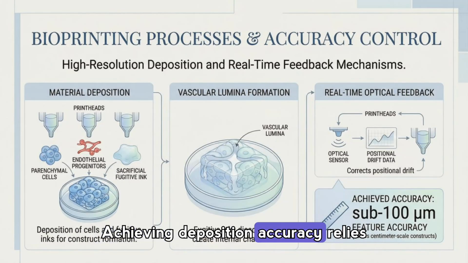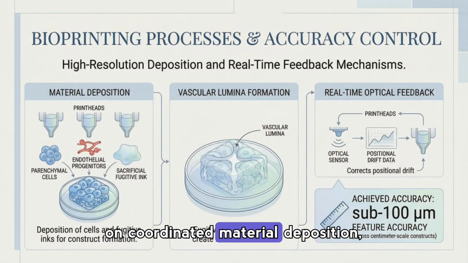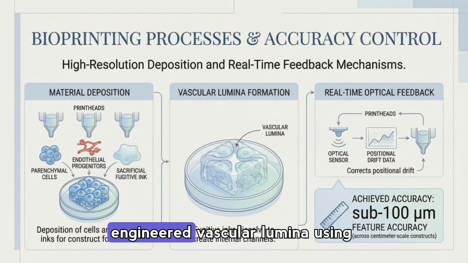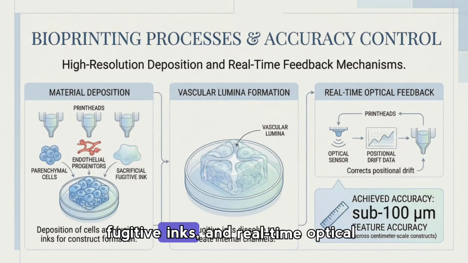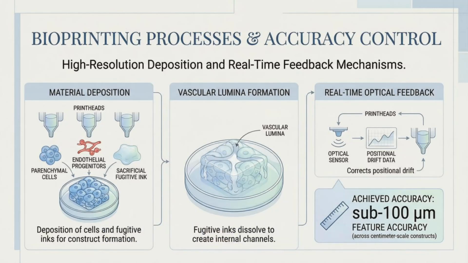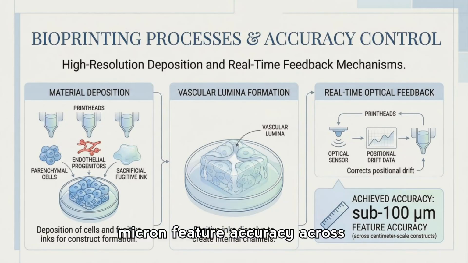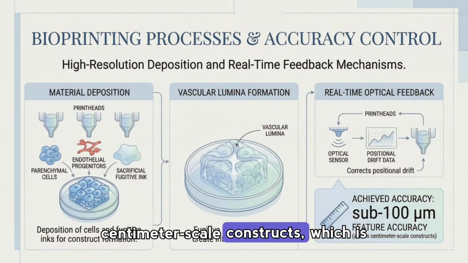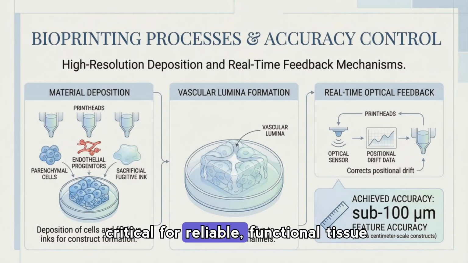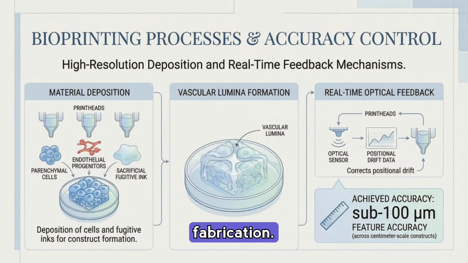Achieving deposition accuracy relies on coordinated material deposition, engineered vascular lumina using fugitive inks, and real-time optical feedback to correct drift. Together, these approaches enable sub-100 micron feature accuracy across centimeter-scale constructs, which is critical for reliable, functional tissue fabrication.